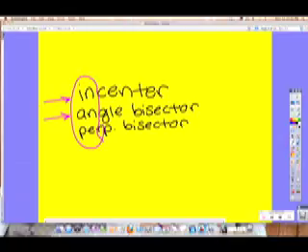If it helps, go for it. If it doesn't help, good luck. You got to think of your own trick. Incenter always goes with angle bisectors. And then circumcenter goes with perpendicular bisectors. Okay, let's see. Oh, this is really helpful, really convenient if you can remember it.